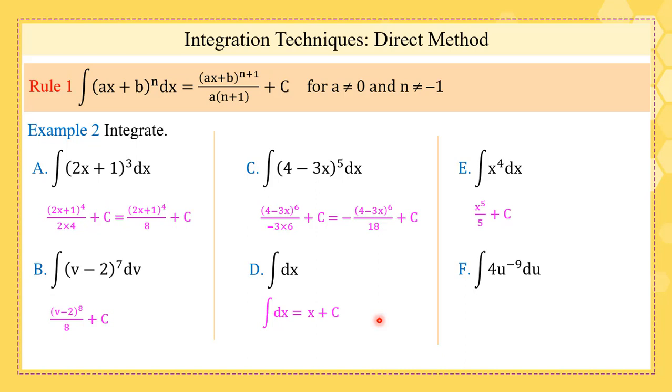Integral of 4u^-9 du equals 4 outside the integral, u^-9. We add 1 to the power and we divide by the result. Then we have 4u^-8 over -8. We simplify 4 and -8, we get -1 over 2. And we move u^-8 from the numerator to the denominator, we get u^8, plus c.